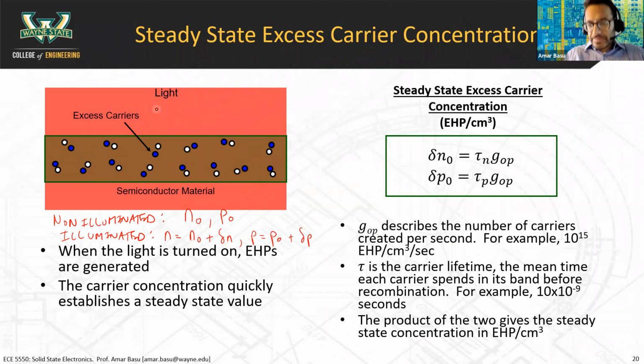More carriers are going to be created per second. A typical number might be 10 to the 15th electron hole pairs per centimeter cubed per second if we shine some kind of light on silicon. If we increase the intensity of the light source, maybe that can go up to 10 to the 20th or even more. The second component here, tau sub n, is the carrier lifetime. The carrier lifetime, as I mentioned, has to do with one of the four carrier processes.